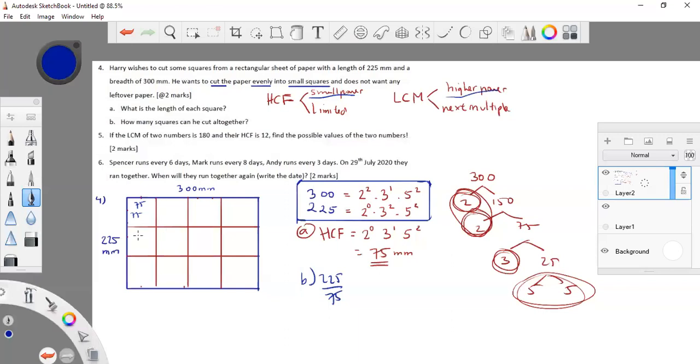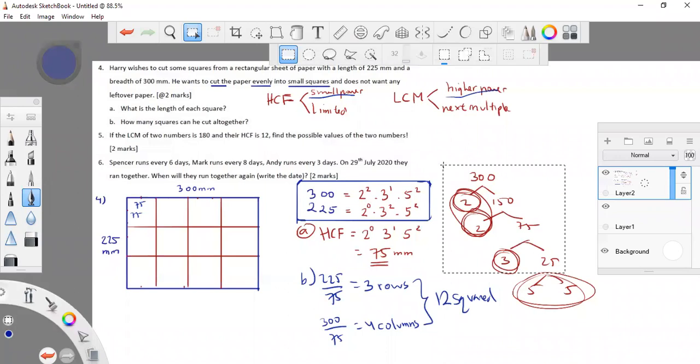So this is 2 to 5, the vertical. 2 to 5 divided by 75 gives 3 rows. And then the horizontal part, 300. If you draw it, you can see 1, 2, 3, 4 times 3, 12. So 4 columns. The answer will be 12 squares that can be created out of the 300 times 2 to 5 rectangular sheet of paper. Okay. Next.